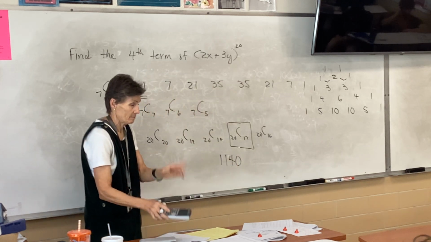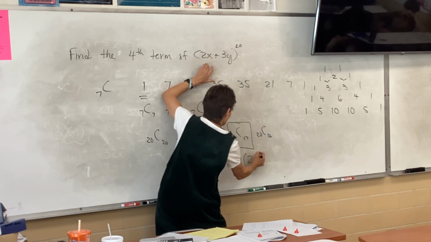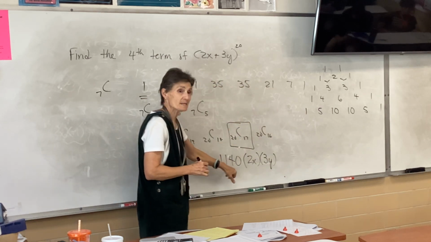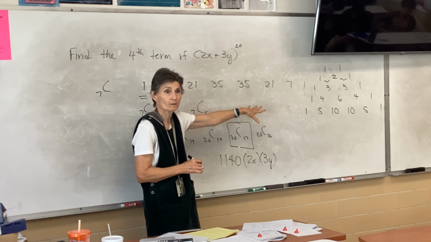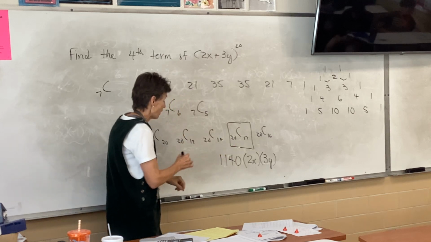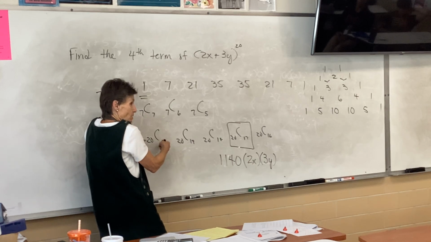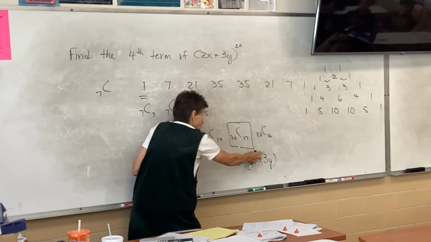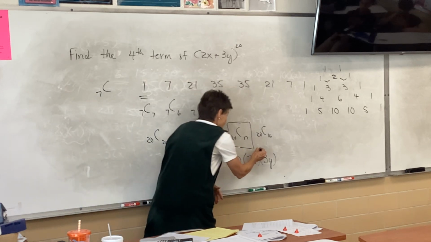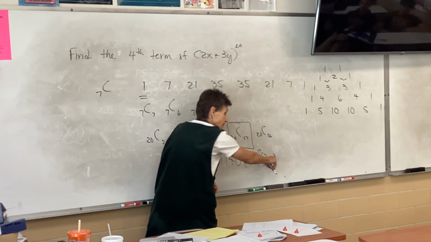Now we're not done, because next to that 1140 is a 2x and the 3y. Remember, this is just the number out of the triangle. Okay? Now, what would the powers on these be? Well, here in the first term, that power would be 20, 19, 18, 17, which means the power on this would be 3.